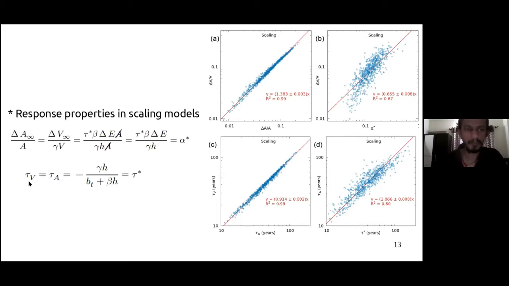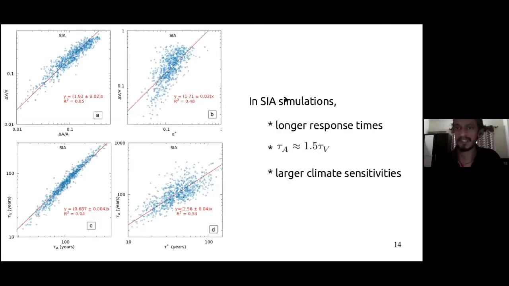A very important point is that the scaling assumptions imply that tau A and tau V, the area and volume response times, are the same. Now, when we did the same exercise for SIA glaciers, we got maybe 2 to 3 times larger response times, and a very important point was that the area response time was slower. If the area response is slower, the glacier spends a longer time out of balance, because the ablation area remains larger for a longer period. So it's going to lose more ice during this period. As a result, you expect larger climate sensitivity also, and that's what we see.